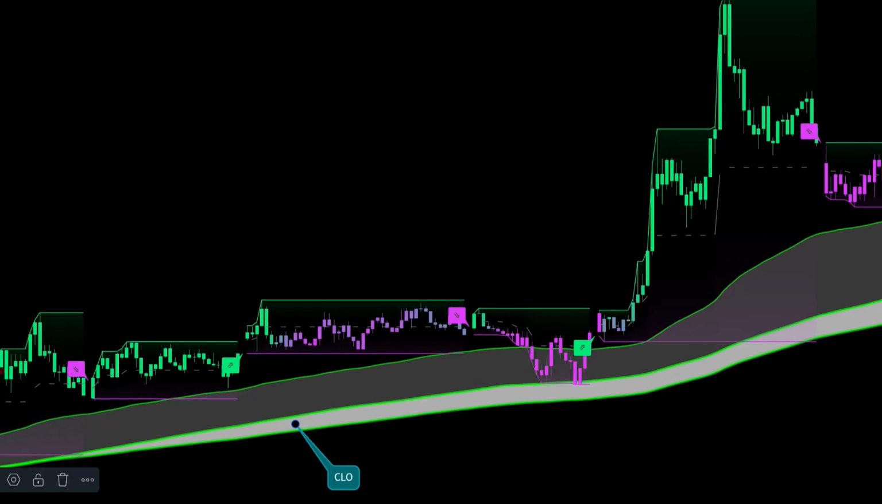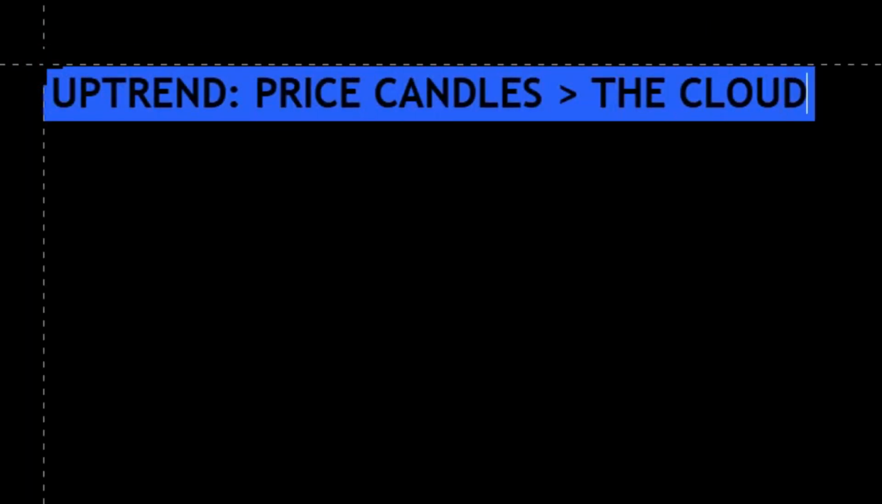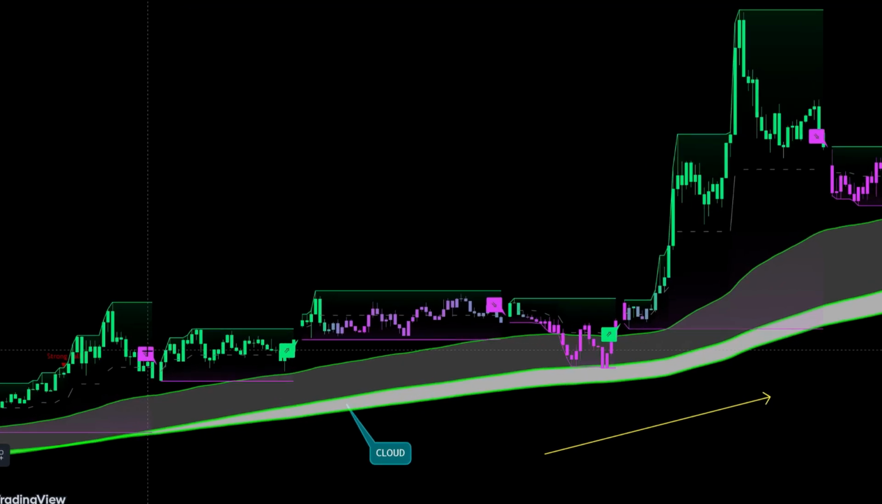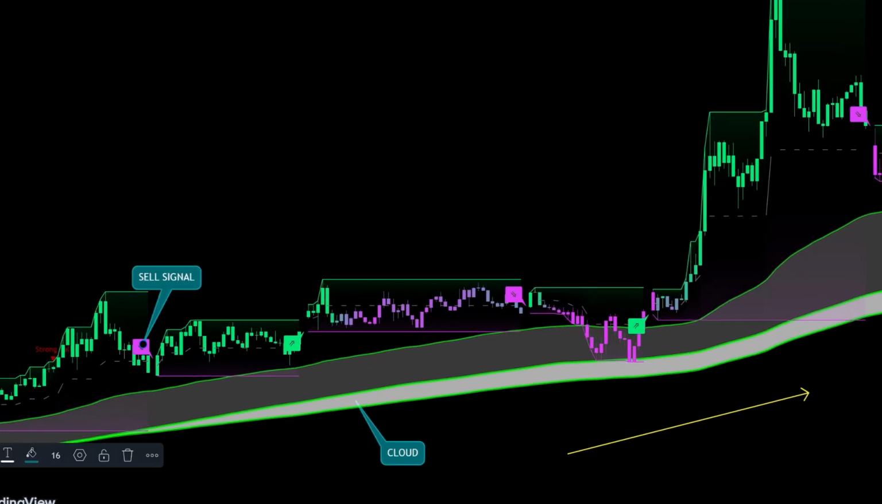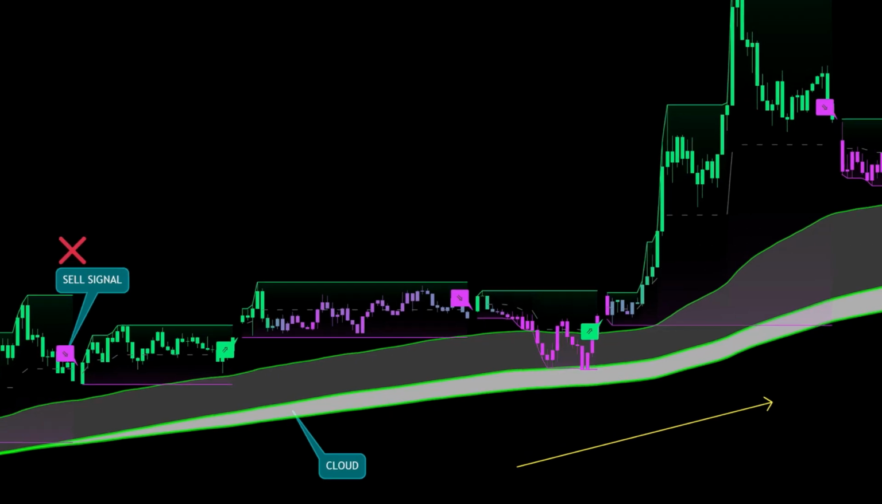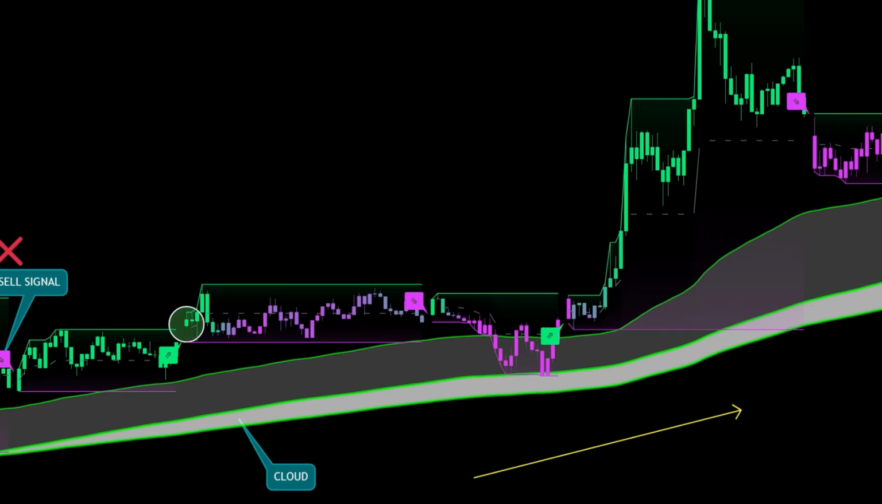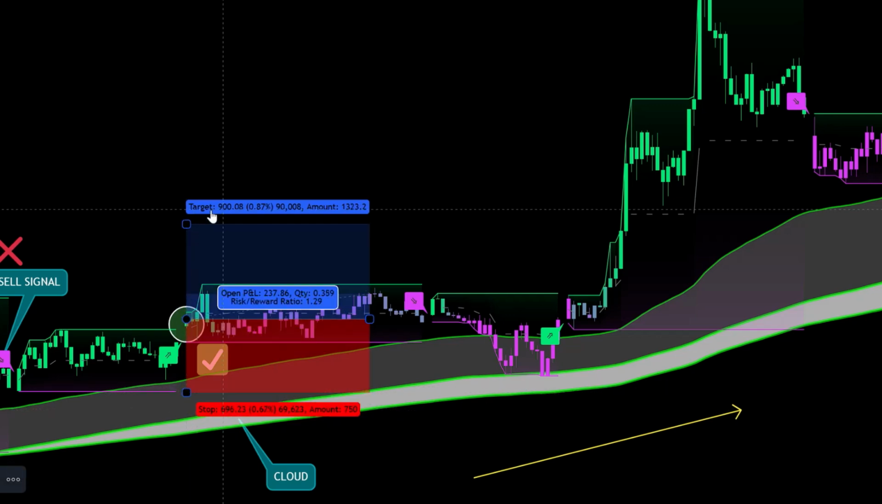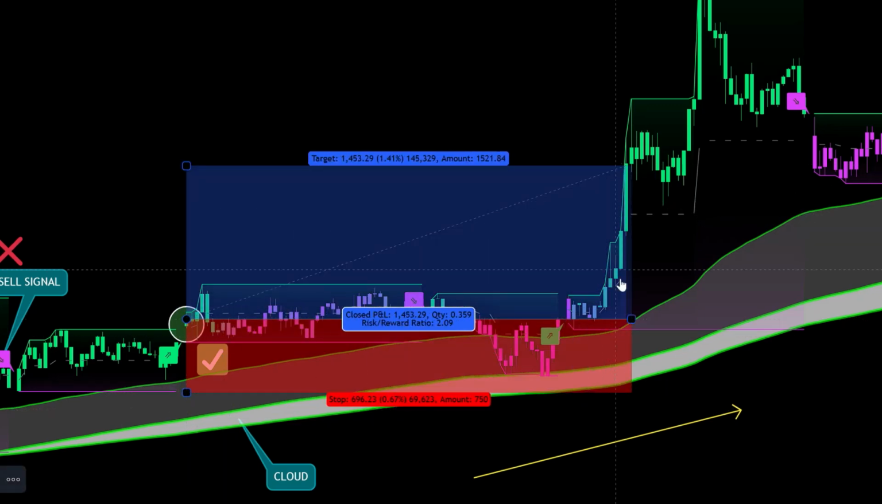Okay, check this out. We're clearly in an uptrend here, right? So the sell signal that just popped up, we're going to completely ignore it. Remember, we only want to trade with the trend. Now, right after that, we get a buy signal. And guess what? The trend is still up. So this buy signal is confirmed. And as you can see, it turned out to be a nice winning trade.